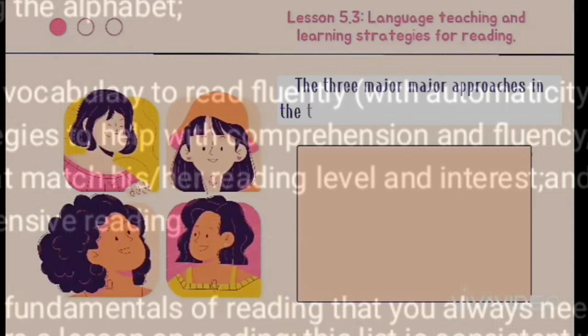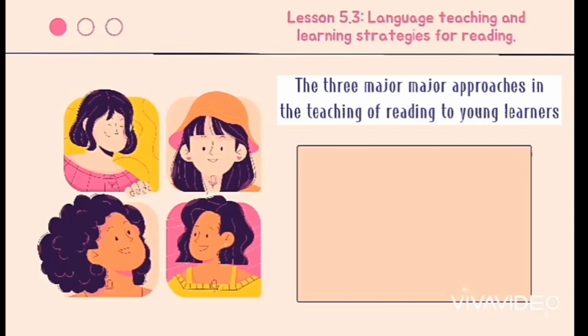The three major approaches in the teaching of reading to young learners. First is phonics. Phonics approaches have consistently been found to be effective in assisting younger readers to master the fundamentals of reading, with an average impact of 4 months progress. According to research, phonics is especially beneficial for younger learners 4 to 7 years old as they begin to read.